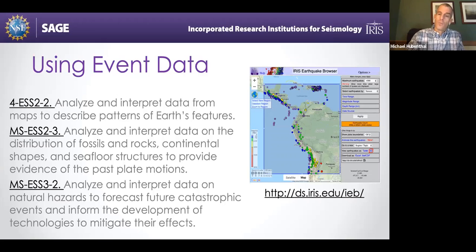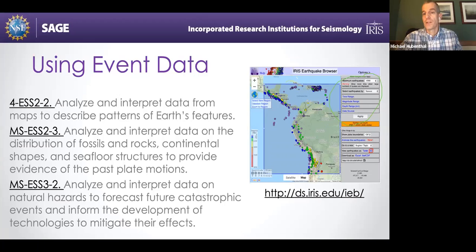We're not going to spend a lot of time taking a look at this tool, but I would encourage you to take a look at the IRIS Earthquake Browser as a source for getting access to event data. You'll notice on the right-hand side of this tool, here you have the ability to filter the data, going back to the 1960s, to choose the number of events that you want to display, the region of the world you want to look at, and the time ranges that you want to look at.